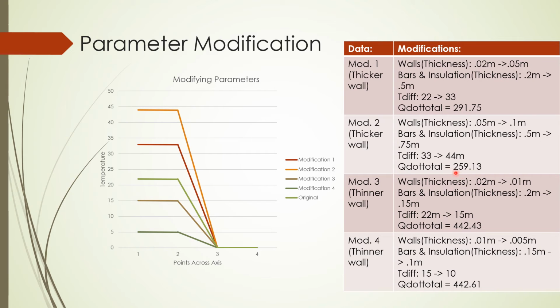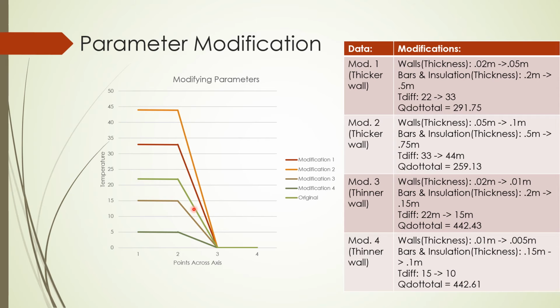Okay, and then as you can see here, modification 2, heat transfer temperature difference was substantially higher, so that heat transfer rate was 259. And you can see here that we changed the thickness pretty high too as well. So then we'll go down here to modification 3 with the thinner wall. We went from a 2 centimeter thick wall to a 1 centimeter thick wall. And then we went from the bars insulation, we went from 20 centimeters to 15 centimeters, and temperature difference from 22 to 15.